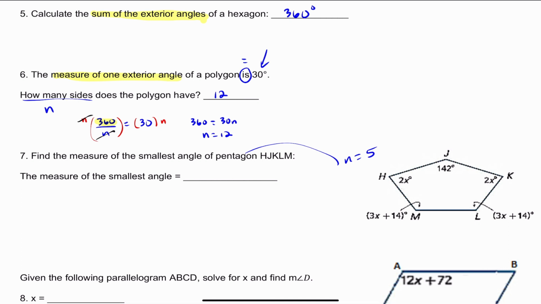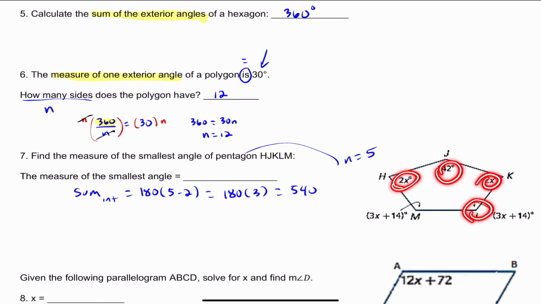Remember, the sum of the interior angles of a pentagon is 180 times the number of sides minus 2, which is 180 times 3, that's 540. So these angles add up to 540 degrees. What am I supposed to do with these expressions here? You're going to add them up and combine the like terms, and set that equal to 540.